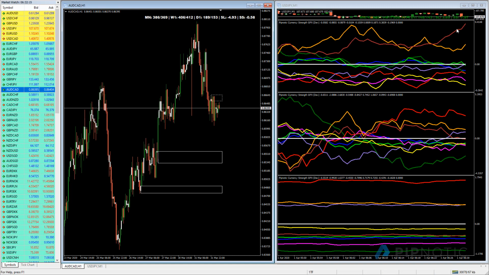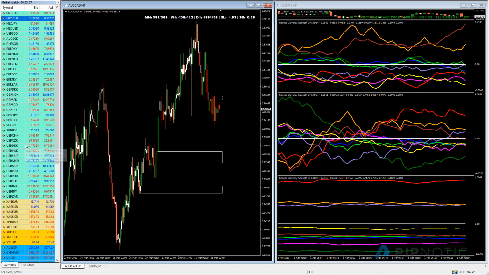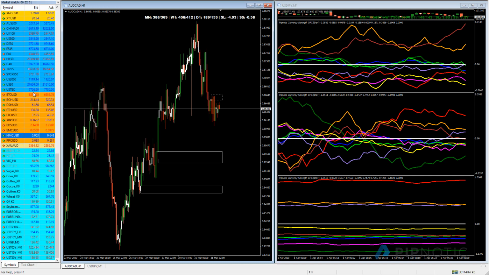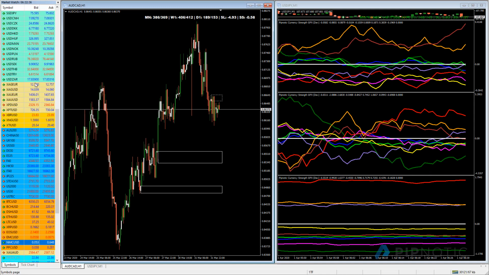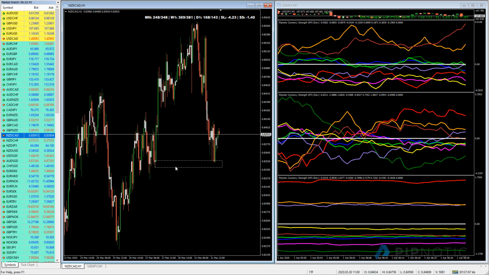Okay, so pretty interesting. If we have a look at the, I'm not sure if I have Kiwi Singapore dollar. Let's have a look. Maybe I do. Kiwi Singapore dollar. No, I don't think I have that symbol. I don't have that symbol here, so I can't trade that. But we do have Kiwi Canadian. Let's have a look at the Kiwi Canadian.